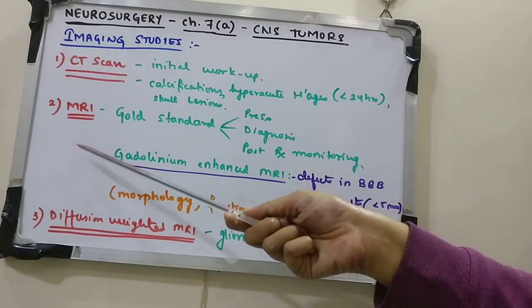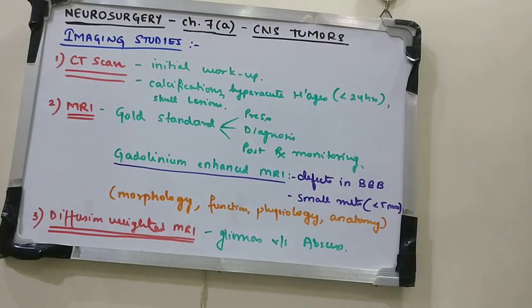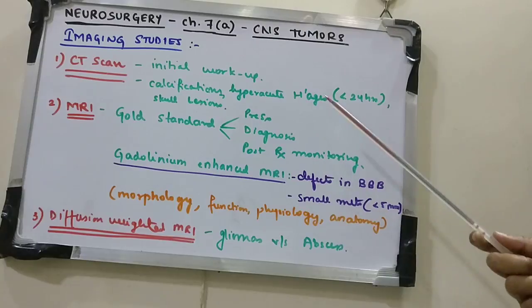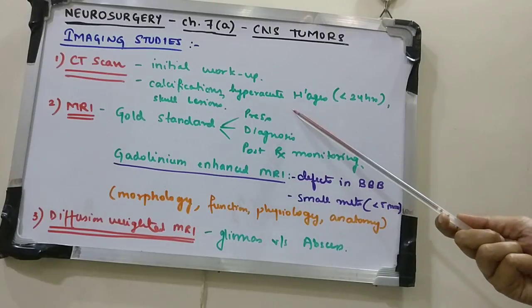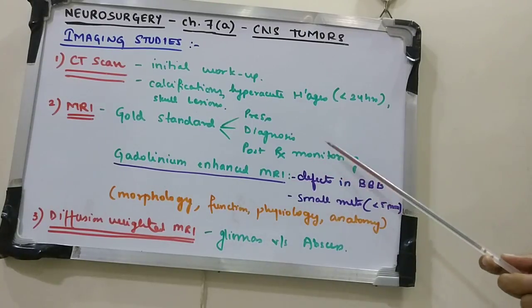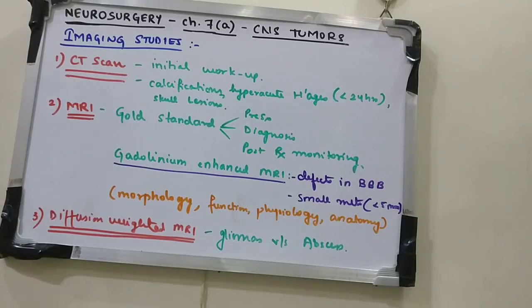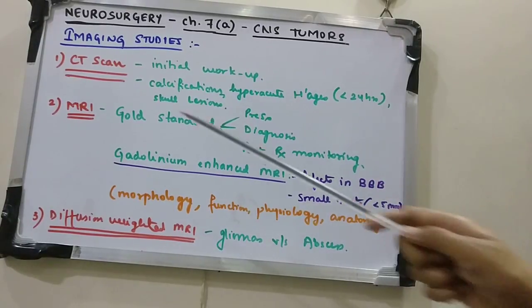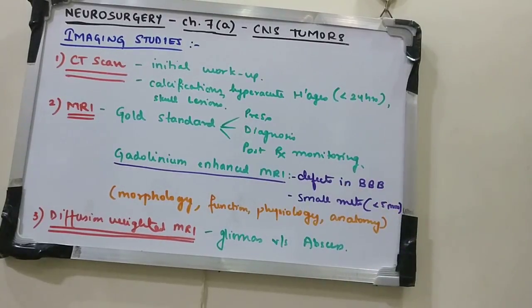Next is MRI. MRI of the brain is the gold standard modality for diagnosis, for pre-surgical planning and post-therapeutic monitoring of brain tumors. So for everything, MRI is the gold standard. Now within MRI, we can have different types. We use various techniques in MRI. The first technique is gadolinium. Now this is an enhanced MRI.